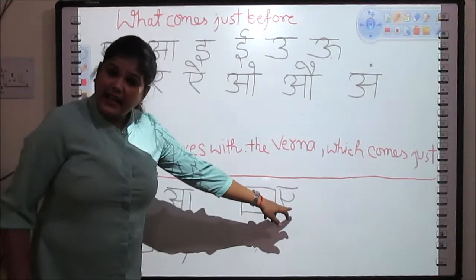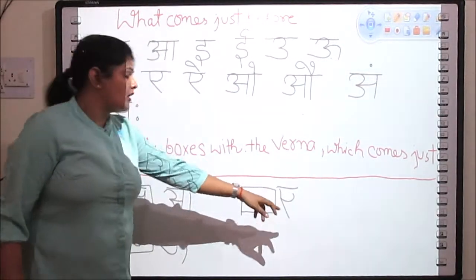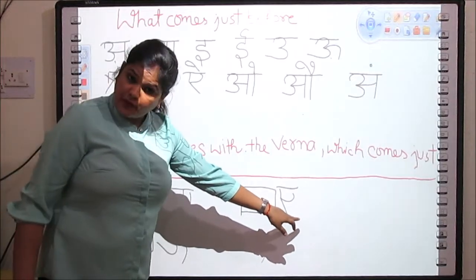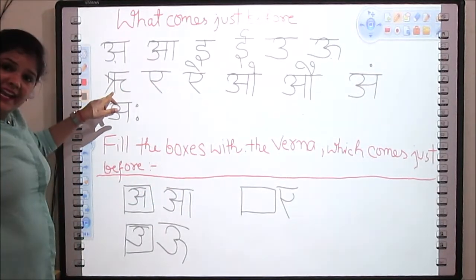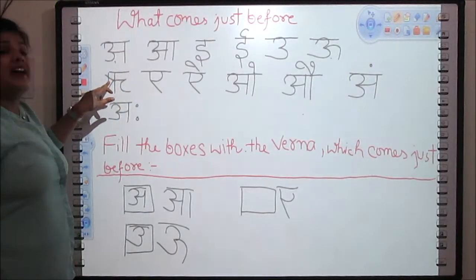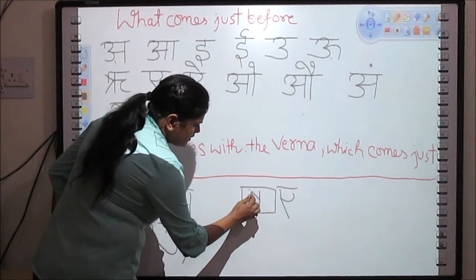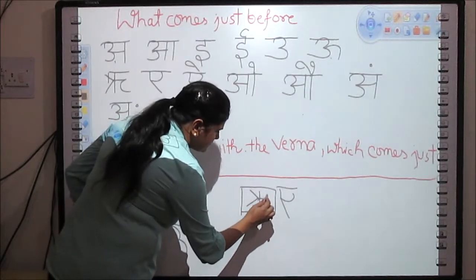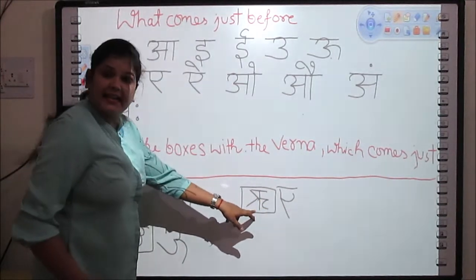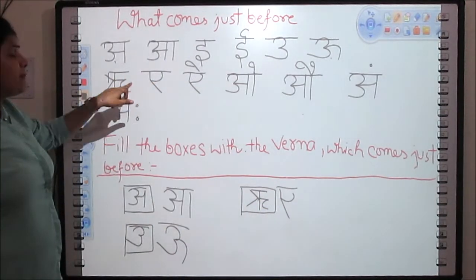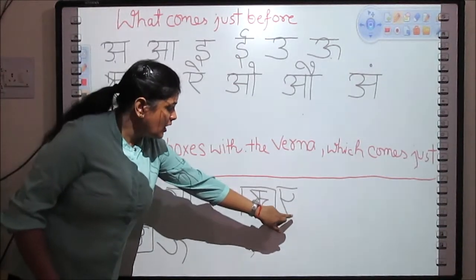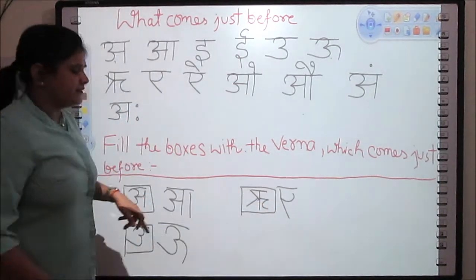Which one? E. What comes just before E? Ri. So write here Ri. ए के पहले क्या आया? री. ए के पहले री.